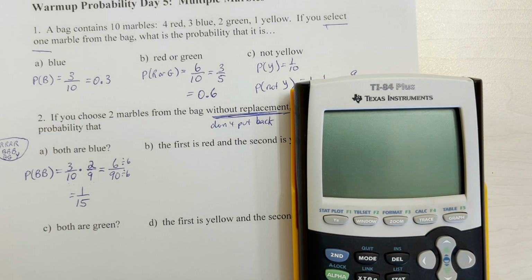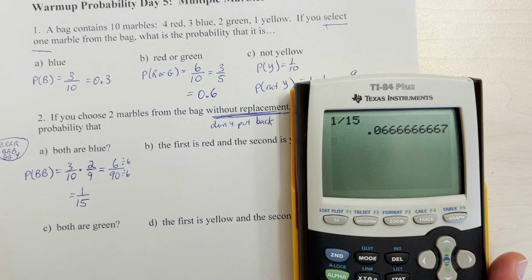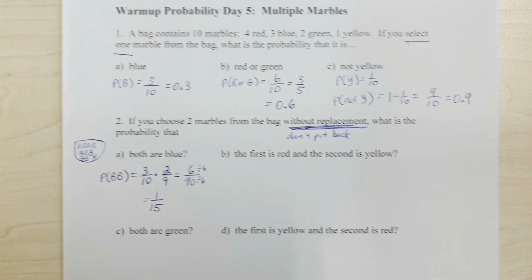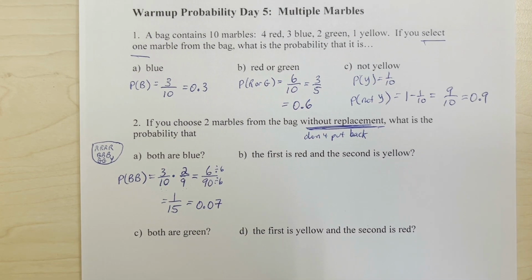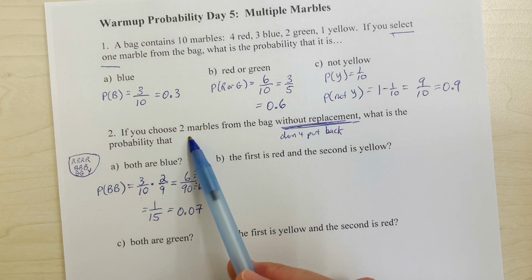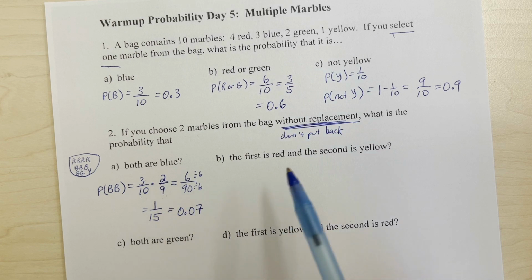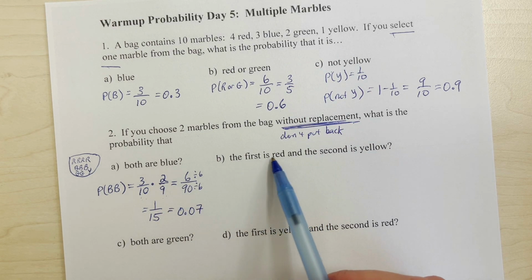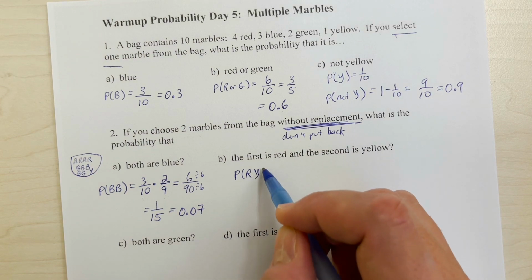And 1 divided by 15, if I want the decimal, is 0.067, or approximately 0.07. So if we're going to choose more than 1 item now, the probability that they both happen is we're going to multiply the fractions. So the probability the first is red, and the second is yellow.